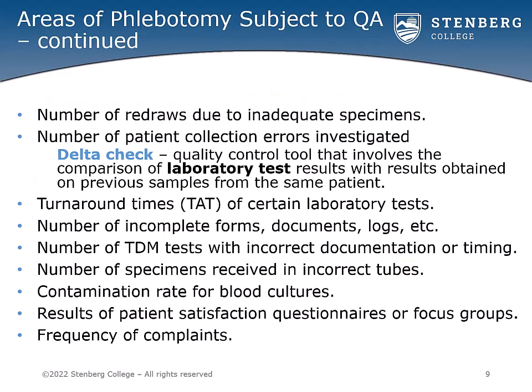Continuing on the list of phlebotomy areas subject to QA, we monitor the number of redraws requested because of inadequate specimens, the number of patient collection errors investigated. Many of these errors can be detected using a delta check. A delta check is a quality control tool that involves the comparison of lab test results with results obtained on a previous sample from the same patient.